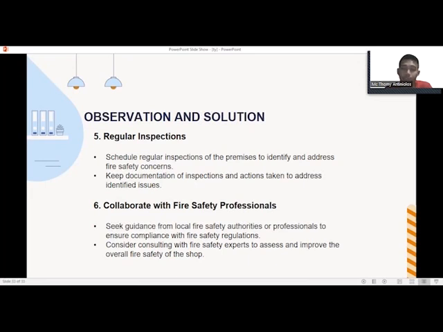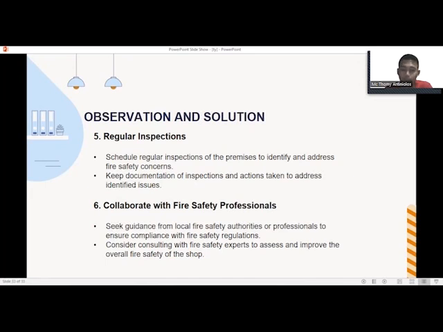Number 5. Regular inspection. Schedule regular inspections of the premises to identify and address fire safety concerns. Keep documentation of inspections and actions taken to address identified issues.